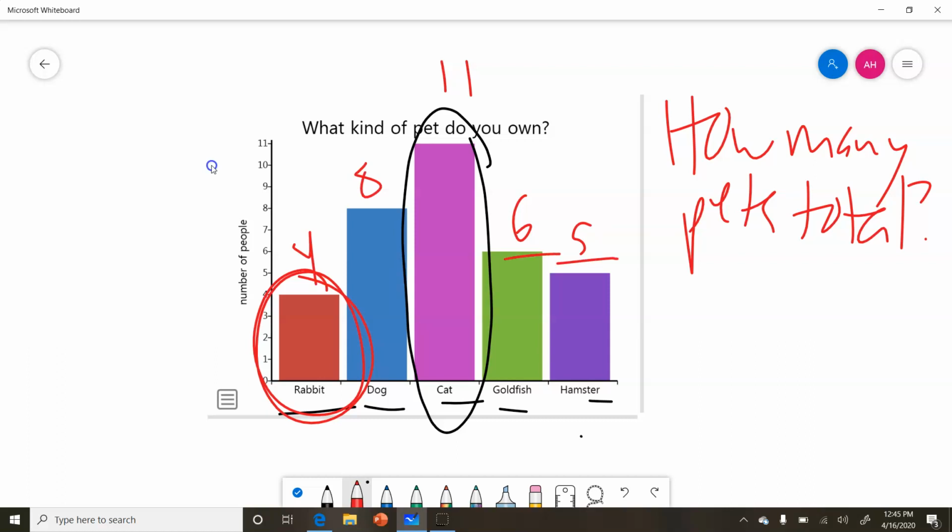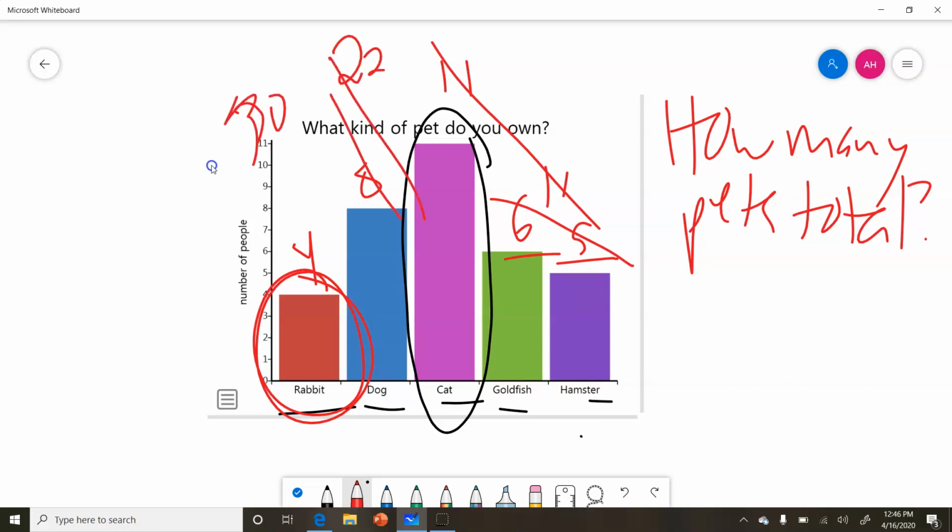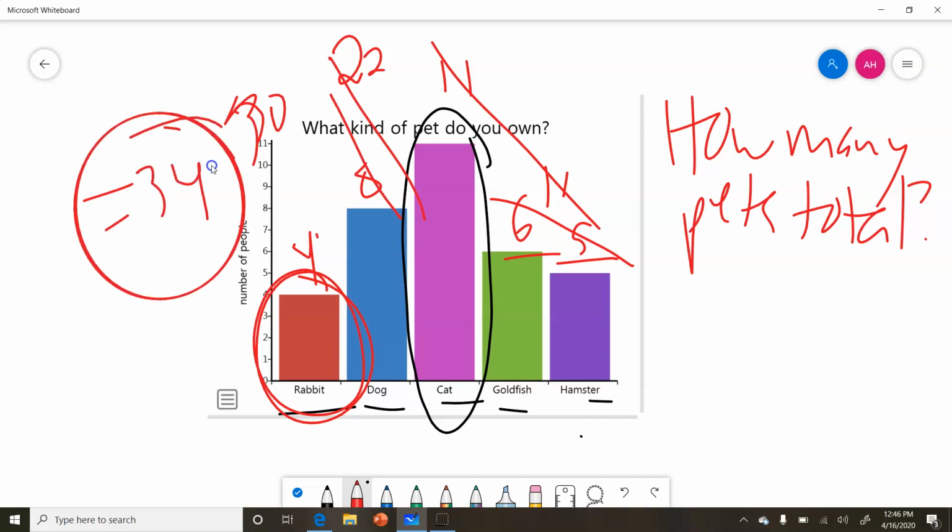5 plus 6 is 11. Plus 11 is 22. Plus 8 is 30. And then 30 plus 4 equals 34. So if I said how many pets are there? There are 34 pets total. Okay, so that's not very hard.